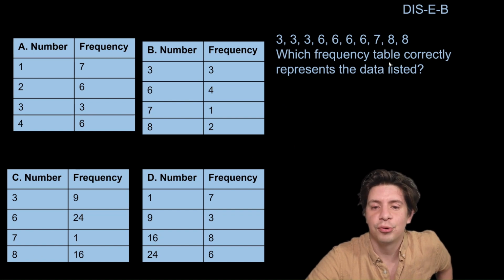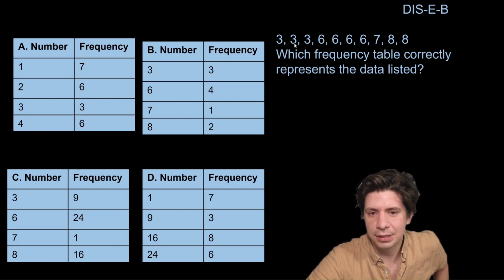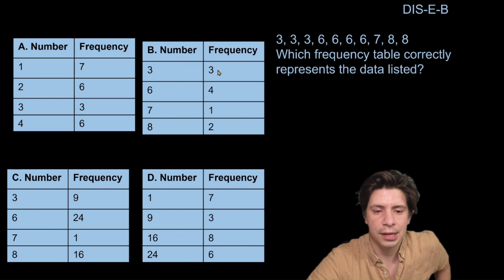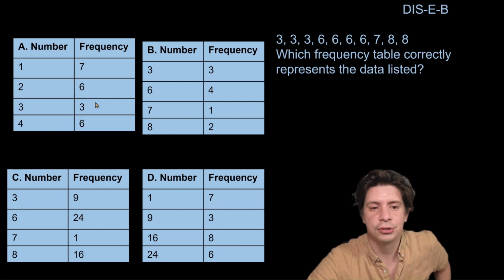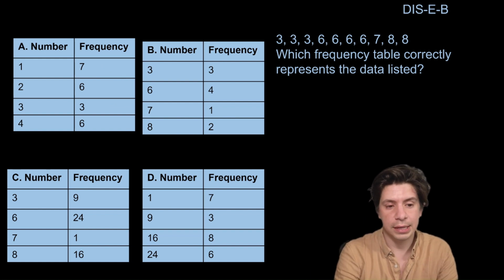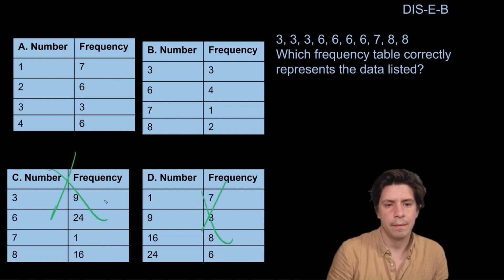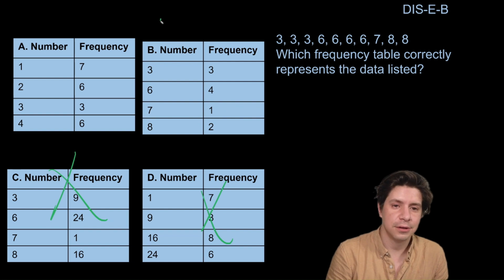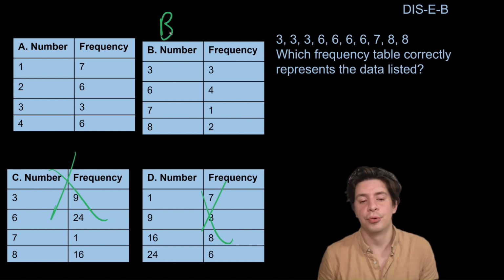Which frequency table correctly represents the data listed? And here's our data. We have 3 3s. So if we look, we have number 3, frequency of 9, number 3, frequency of 3, so it should be that one, because nothing else has a number 3, frequency of 3, except for this one here. So those are our two options right now. So we can eliminate C and D. Now, 4 6s, that's here. 1 7 there, and 2 8s there. That's the only one that fits all that, so it's going to be B as in boy.